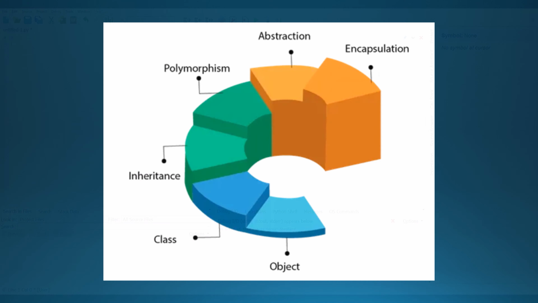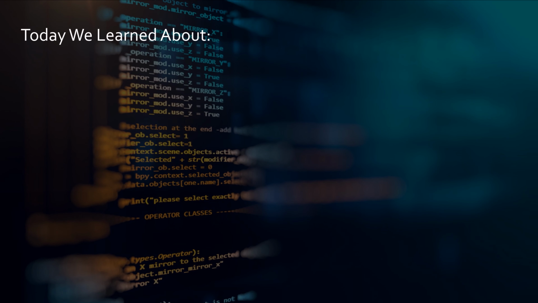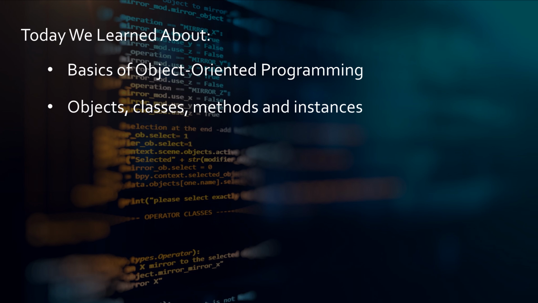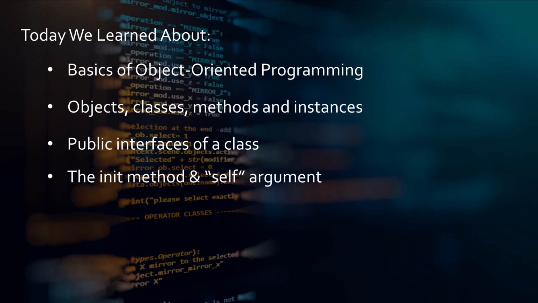If you go deeper in OOP, you shall learn about the other main concepts, which are inheritance, polymorphism, abstraction, and encapsulation. So today we learned about the basics of object-oriented programming, the definitions and examples of objects, classes, methods, and instances, public interfaces of a class, the initialization method and self argument. And finally, we listed out other main concepts of OOP.